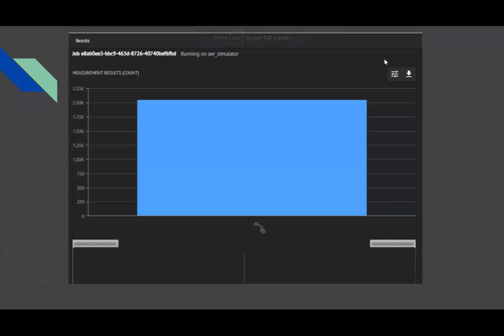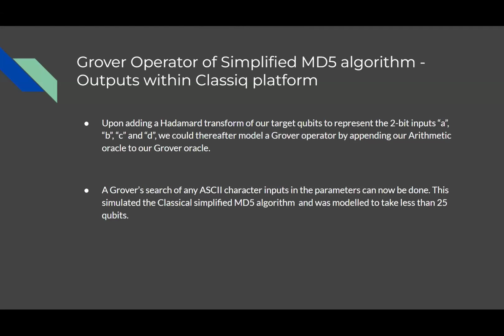Let's go to the next slide. So this is the graph. If you zoom in on this graph as well, our system took only 19 qubits, so it was actually optimal, because our maximum number of qubits should have been 25. We managed to use 19, and then you have these 2 extras, which means all the qubits are returning zeros because you don't have any inputs to the system. Now you need to build a Grover operator for the simplified MD5.